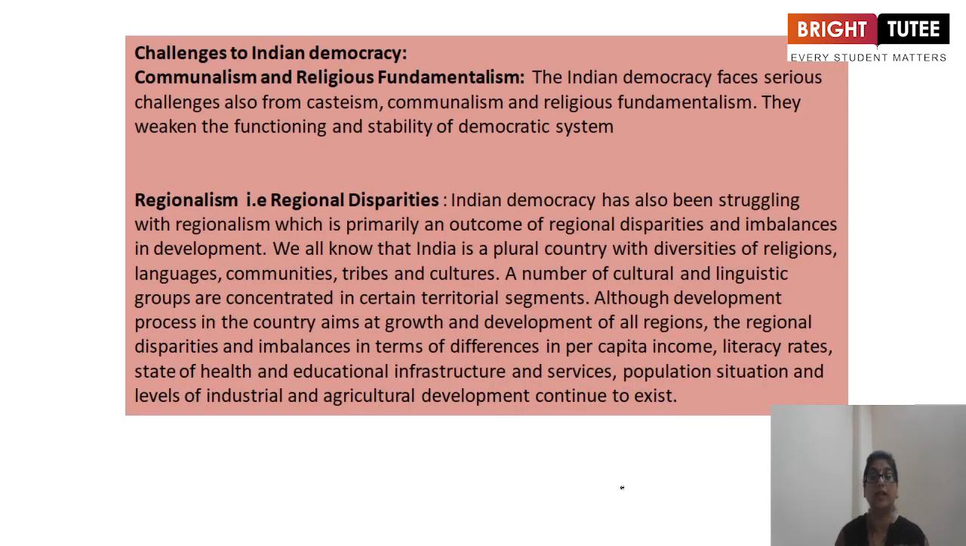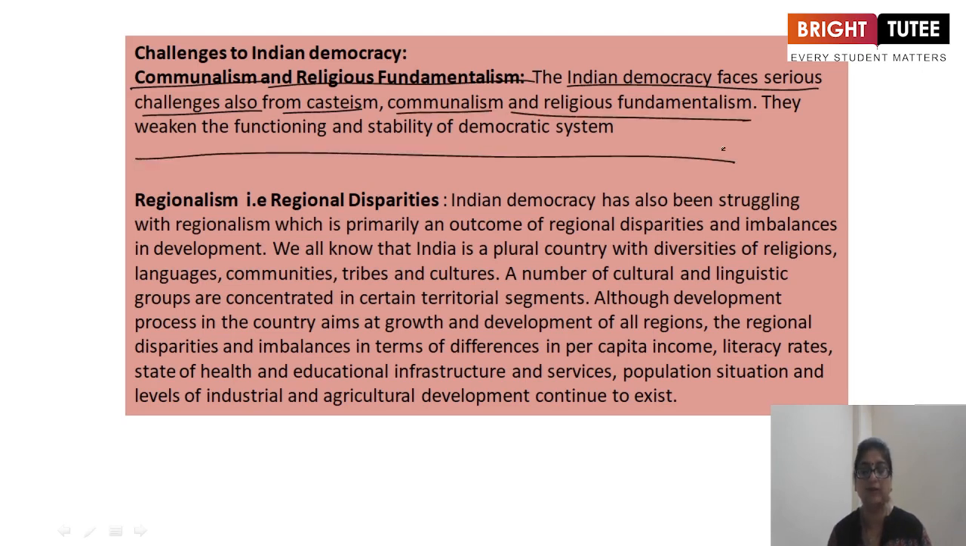Now, a few challenges are also there in the Indian democracy. That means a few hurdles are also faced by Indian democracy. The first one is communalism and religious fundamentalism. Indian democracy faces a serious challenge from casteism, communalism, and religious fundamentalism. They weaken the functioning and stability of the democratic system, because still there are people who have conflicts on the basis of caste or community or religion. So we should not waste our time on all these things.